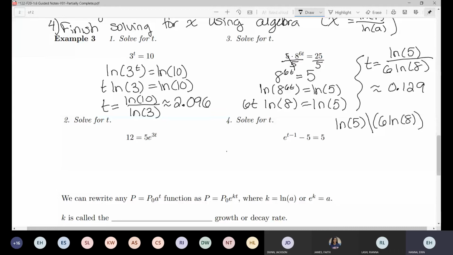So 12 equals 5 e to the 3t. I need to get this e to the 3t by itself. So I've got to get that 5 over to the other side. Divide both sides by 5. 12 divided by 5 is going to give you 2.4. And then you'll have e to the 3t. Take the natural log of both sides.